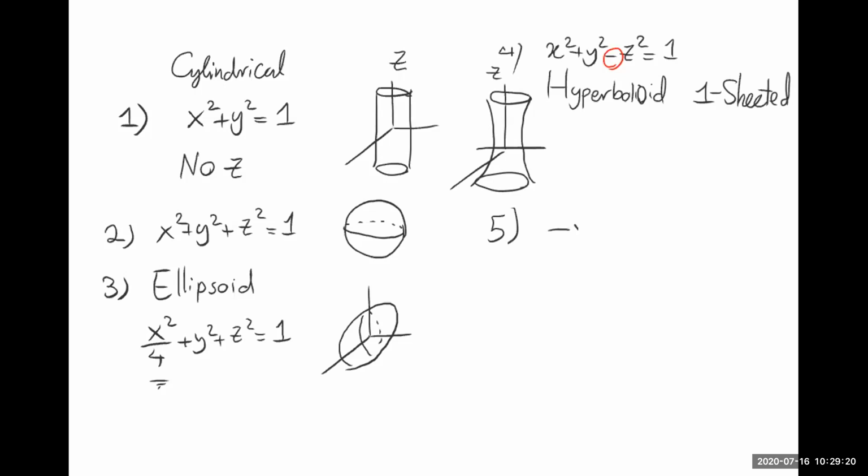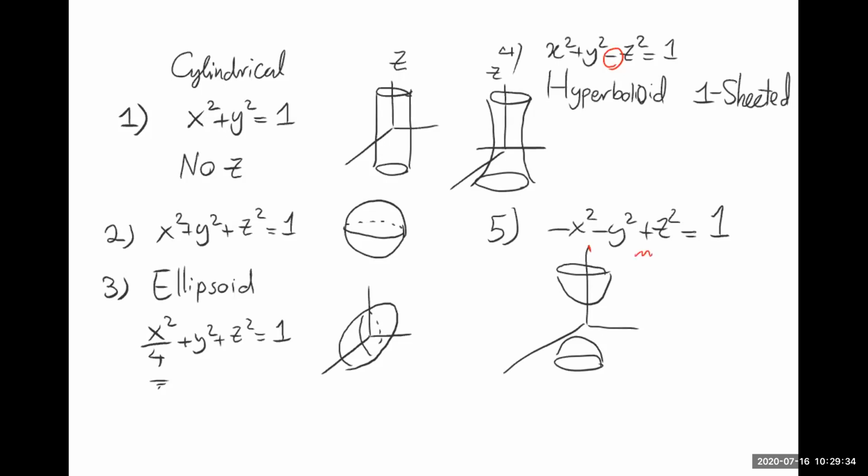What if we have two negative ones and one positive one? It would be something like this. Now, this time, it would be extended in the direction of the positive one. Okay, is there anything I'm missing from this list? So the last one is the hyperboloid of 2 sheets.